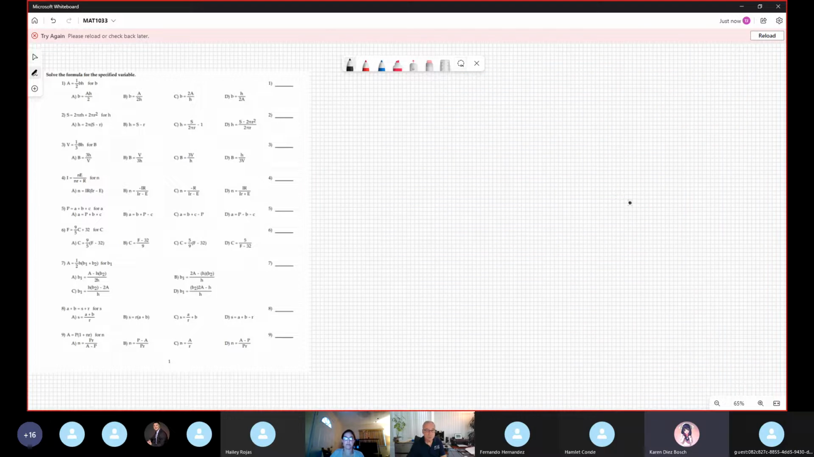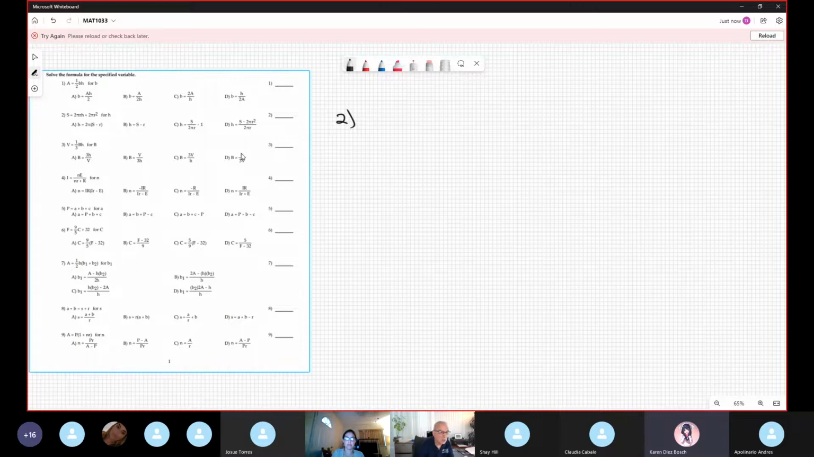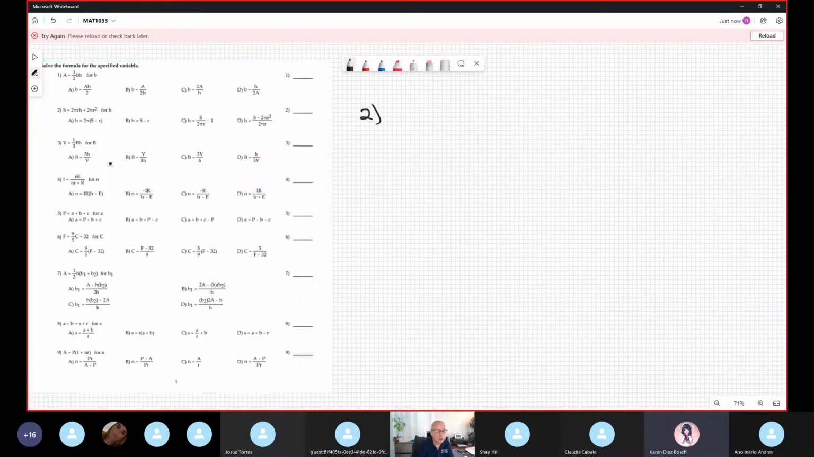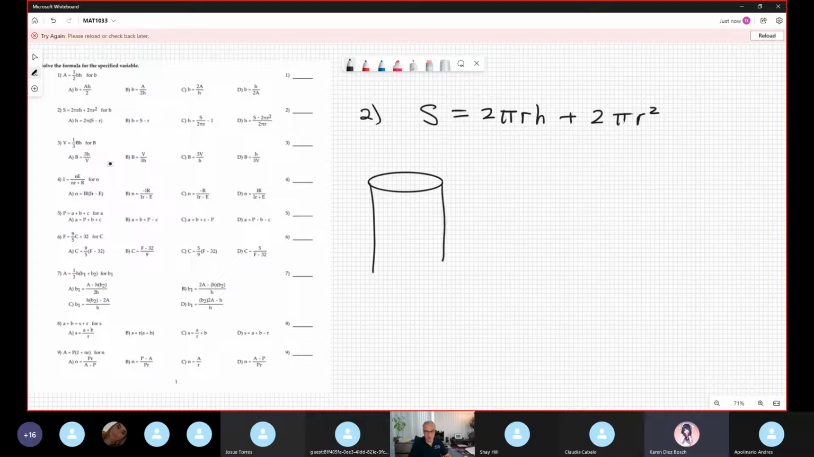Number 2 is, let me see. Wow. S is equal to pi r h plus 2 pi r squared. This is a formula, guys, for the surface area of the cylinder. You have a cylinder. You don't care what this formula is, but I want to illustrate the application, no?